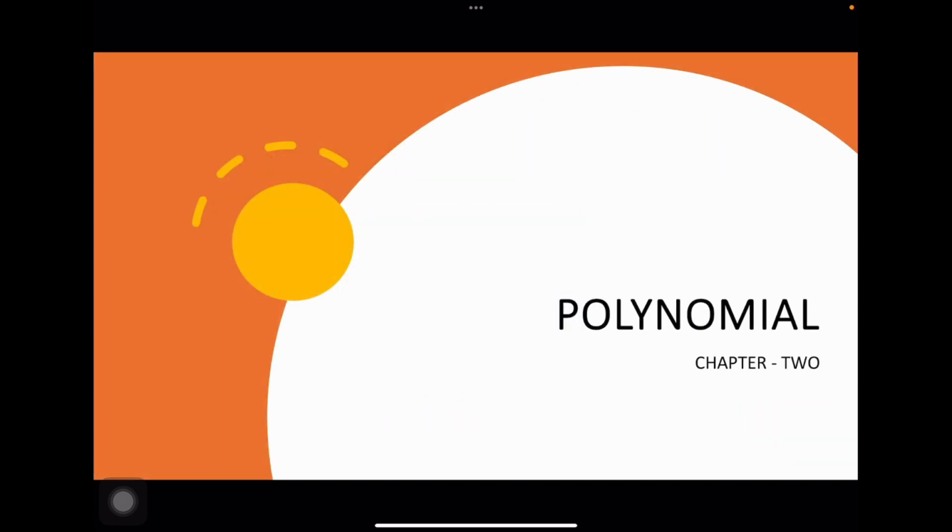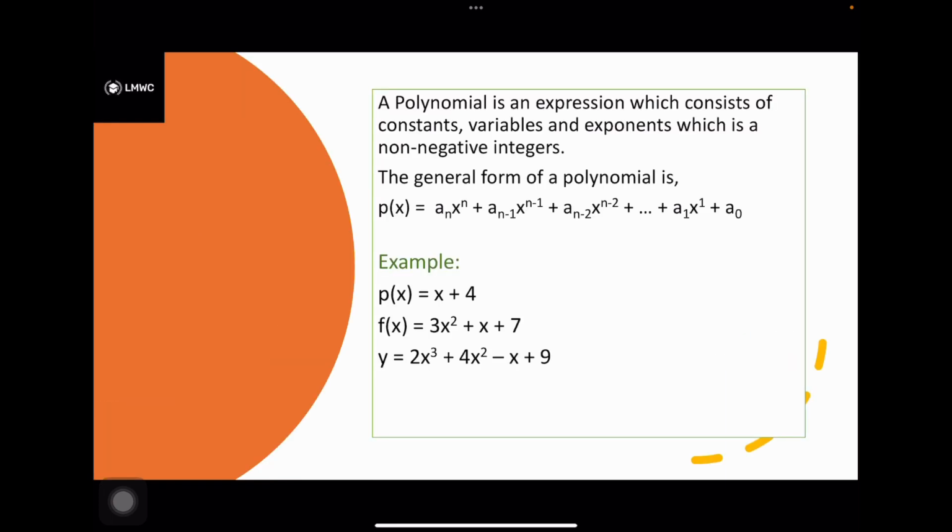Hello everyone. So today we are going to start the second chapter, which is polynomial. So in polynomial, first let us quickly try to understand the definition of the word polynomial. So a polynomial is an expression which consists of constants. So when we say constant, we mean a fixed number. So a fixed number means all the real numbers, and variable means, as the name says, the number keeps on changing. There is no fixed number.